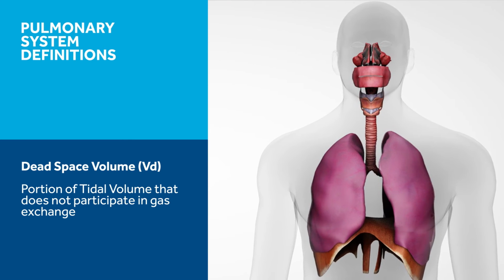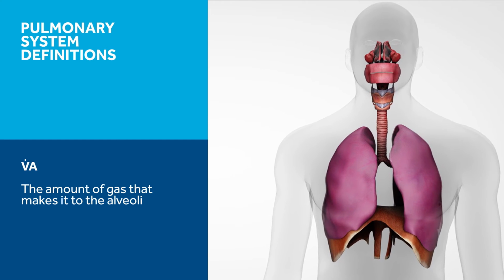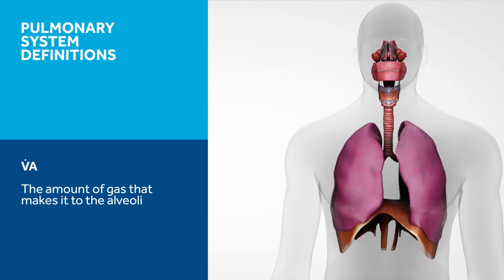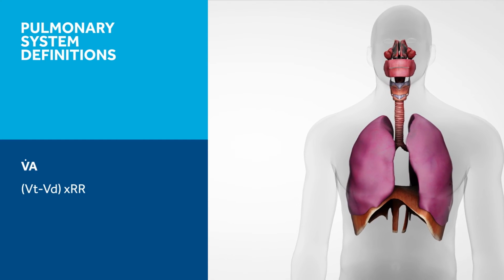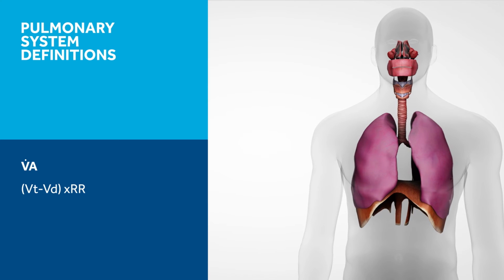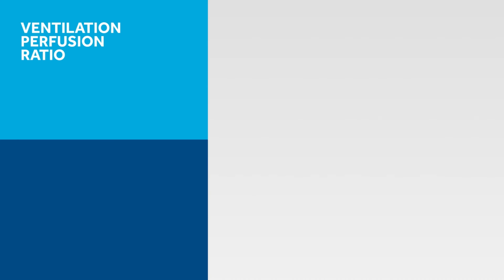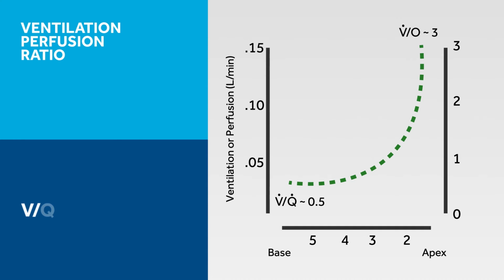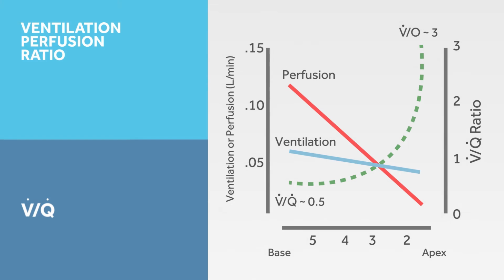In order to calculate the amount of gas that actually makes it to the alveoli, known as alveolar volume, we must subtract the dead space volume from the tidal volume. So, the alveolar volume, or VA, is equal to the tidal volume minus the dead space volume times the respiratory rate. The alveolar volume, compared to perfusion, the amount of cardiac output that reaches the lungs, is a ratio that is indicative of the quantitative matching of ventilation, V, and perfusion, Q. It is referred to as the VQ ratio.